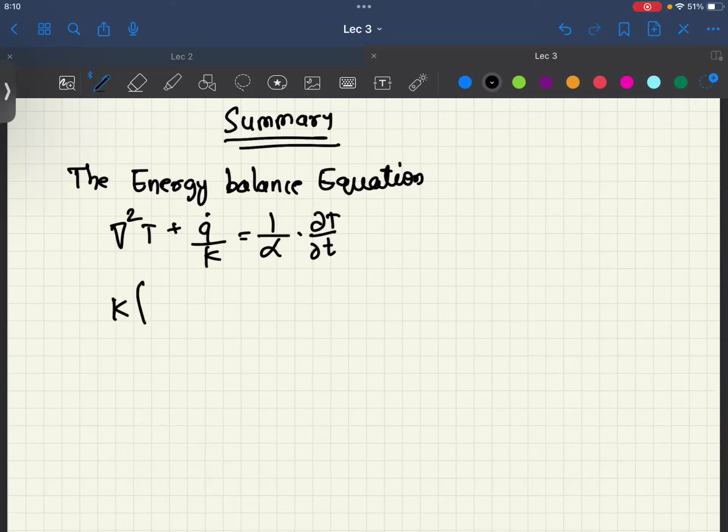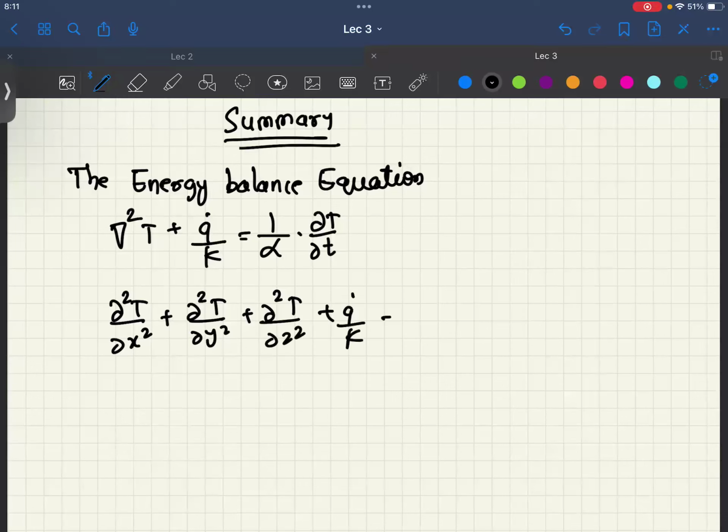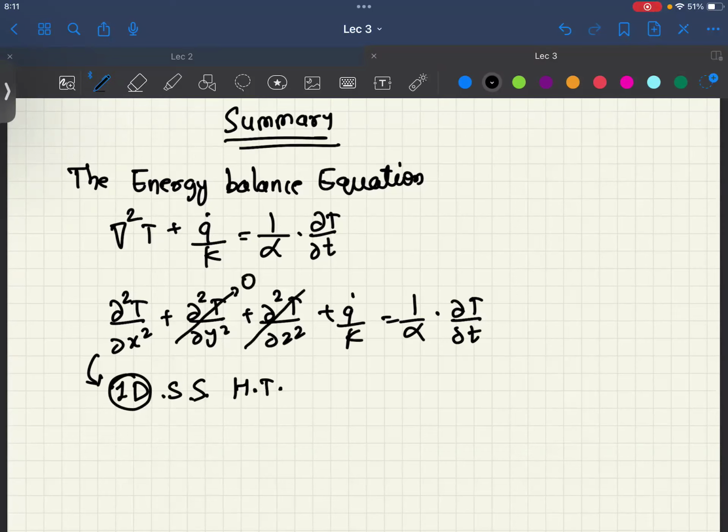If we expand this, it comes as ∂²T/∂x² + ∂²T/∂y² + ∂²T/∂z² + q̇/k = (1/α)(∂T/∂t). Now just look at this expression and let's simplify it. Let's say we consider only 1D steady state heat transfer. The moment we say 1D, these two terms become 0. Steady state means this term becomes 0.